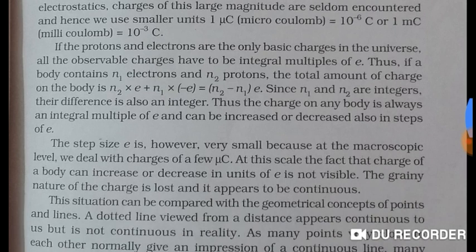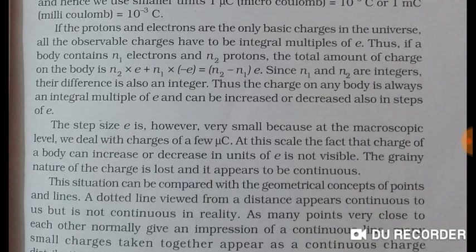If the protons and electrons are the only basic charges in the universe, all the observable charges have to be integral multiples of e. Thus, if a body contains n1 electrons and n2 protons, the total amount of charge on the body is n2 × e + n1 × (-e) = (n2 - n1)e. Since n1 and n2 are integers, the difference is also an integer. Thus, the charge on any body is always an integral multiple of e and can be increased or decreased also in steps of e.